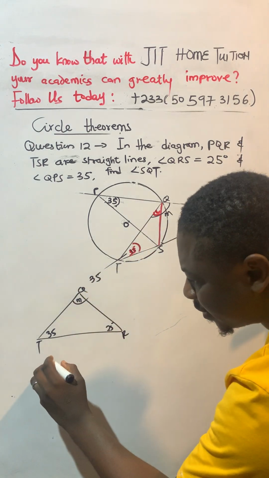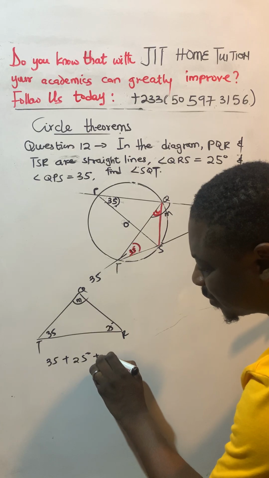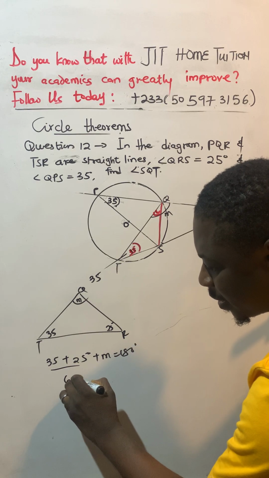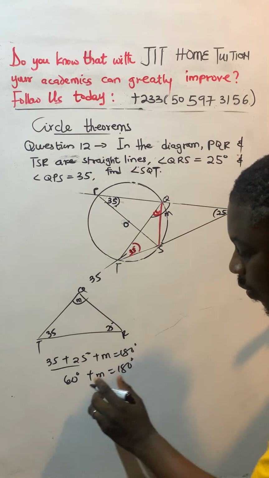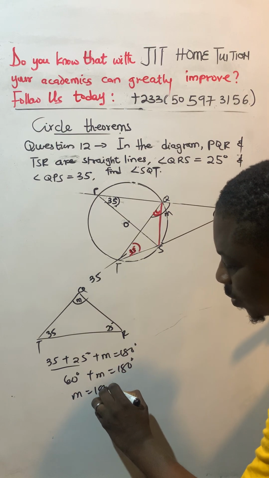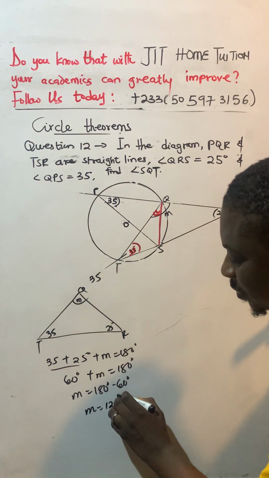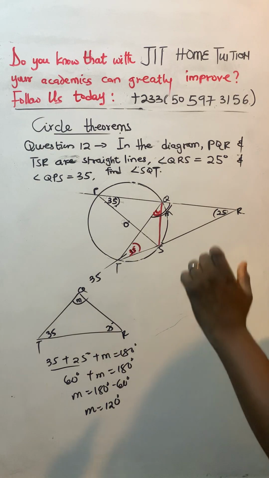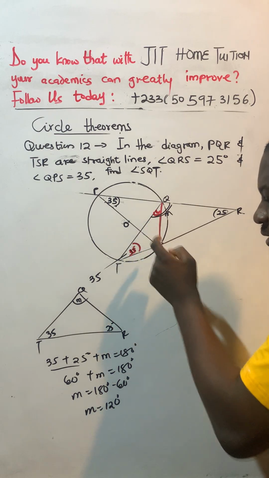Now, if that is the case, you have 35 plus 25 plus M equal to 180 degrees. When you put it together, that will give you 60 degrees plus M equal to 180. All right, so M will be equal to 180 degrees minus 60. M is equal to 120. Meaning that the whole of this side is equal to 120. However, what we are looking for is just a portion of the 120 at this side.